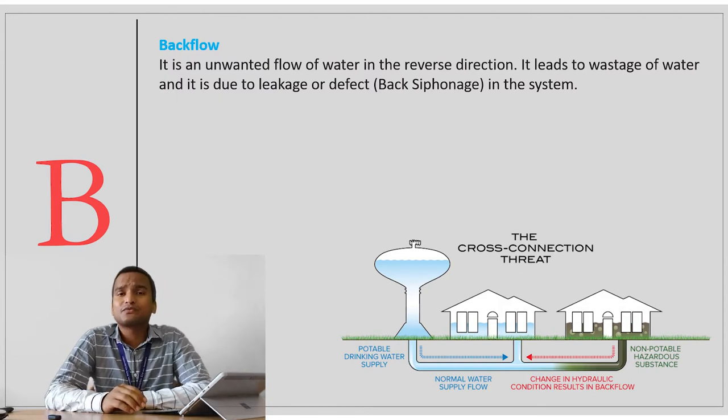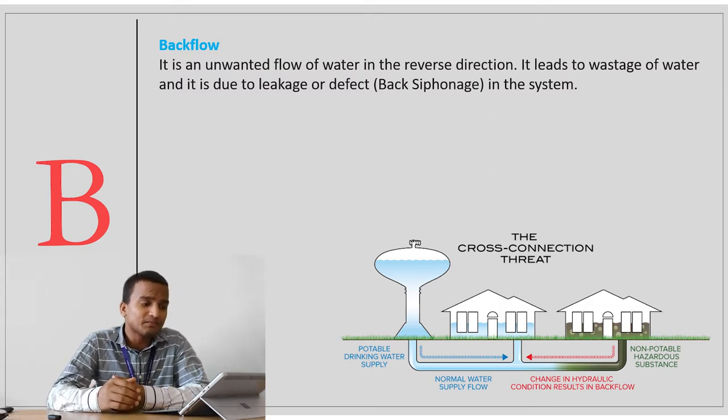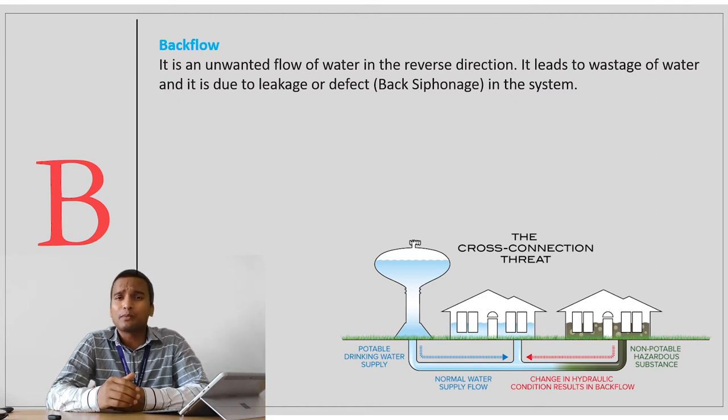First term is backflow. What is backflow? Backflow means, as the term suggests, there is a flow of water in the reverse direction as it was supposed to. Just like in this picture that you are seeing here, there is a water tank which is supplying water to the city in every house. But what happens if one house is getting potable water, and in another house some accident has happened or some industrial waste has been generated, and that non-potable hazardous substance has mixed with the water, and due to change in hydraulic conditions there, it has resulted in backflow.